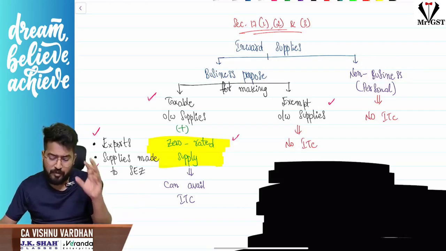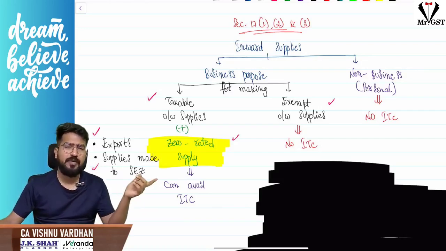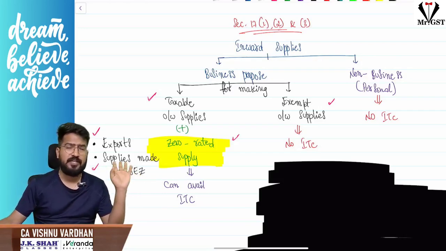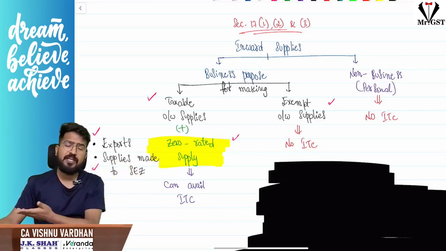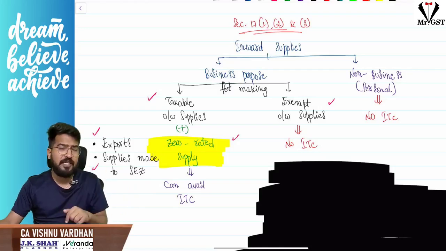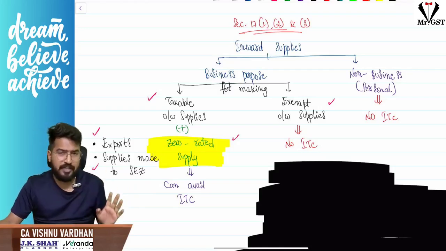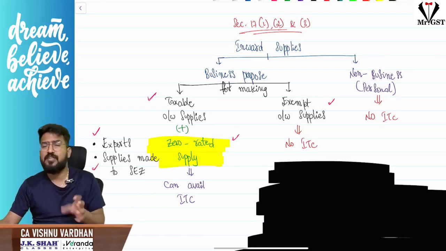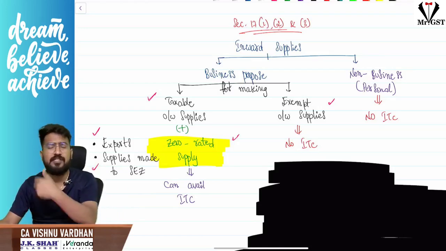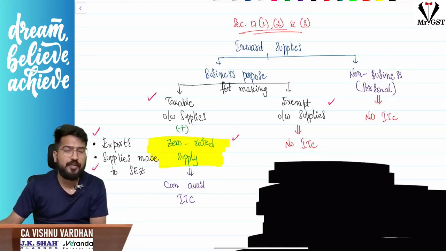So I repeat, if you are buying something for business purpose to make taxable supplies including zero rated supplies, you can take ITC. Now if you are buying something for providing exempt supplies, then you cannot take ITC. If you are buying something for providing RCM supplies, you cannot take ITC. If you are buying something for providing nil rated or wholly exempt supplies, then also you cannot take ITC.